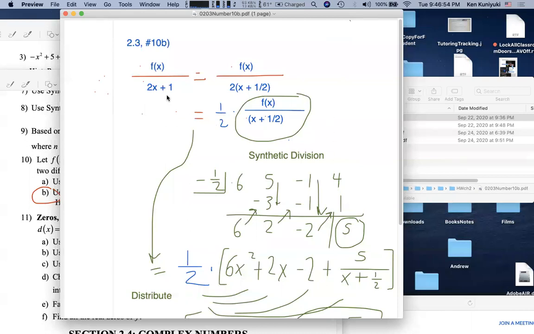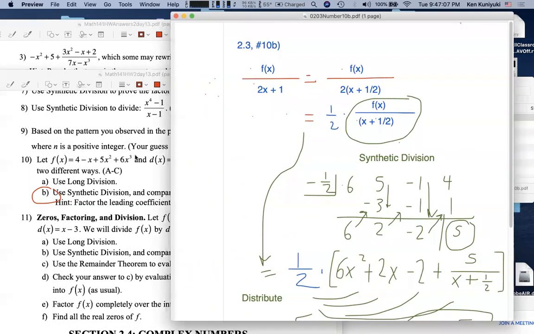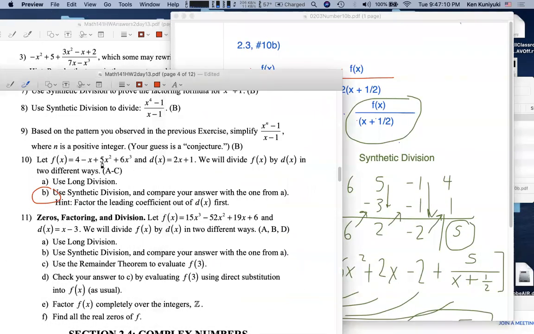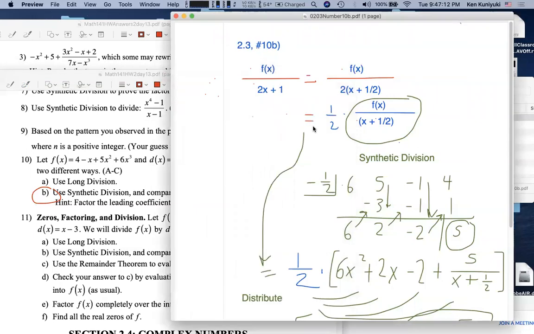So first, because we'd rather have something of this form, we factor the leading coefficient 2 out of the bottom, and the whole thing factors out as a 1/2, right? Not a 2, but a 1/2. So this divided by this, I'm rearranging that. You can factor out a 1/2, and then you get 1/2 times that ugly dividend on top divided by x plus 1/2. Okay. Did you get that observation here?